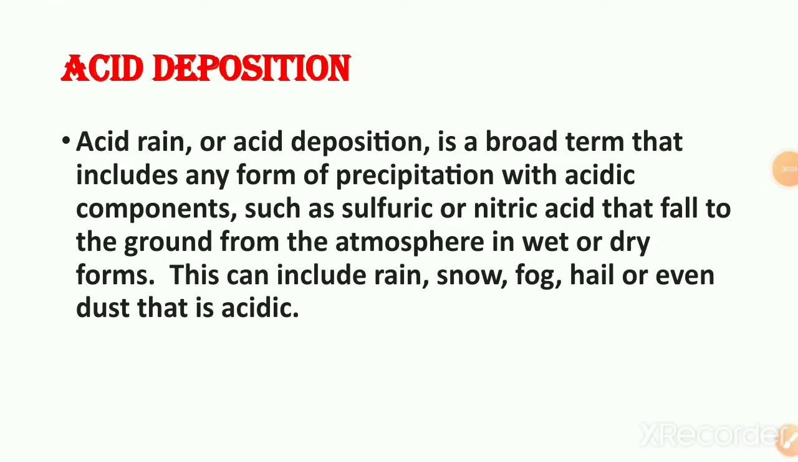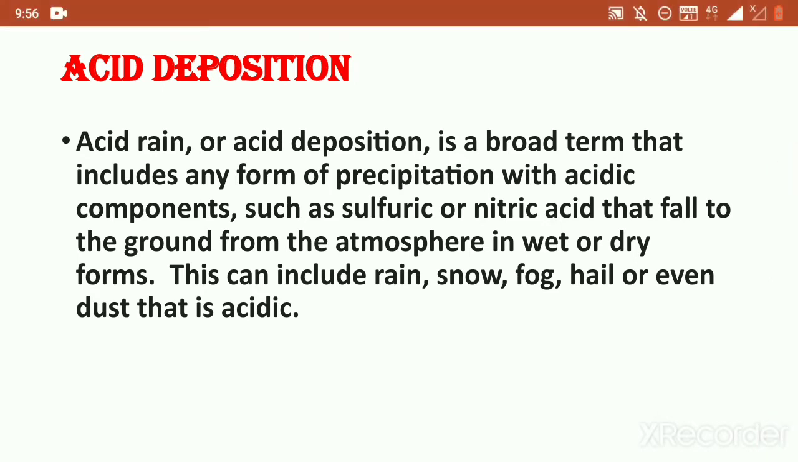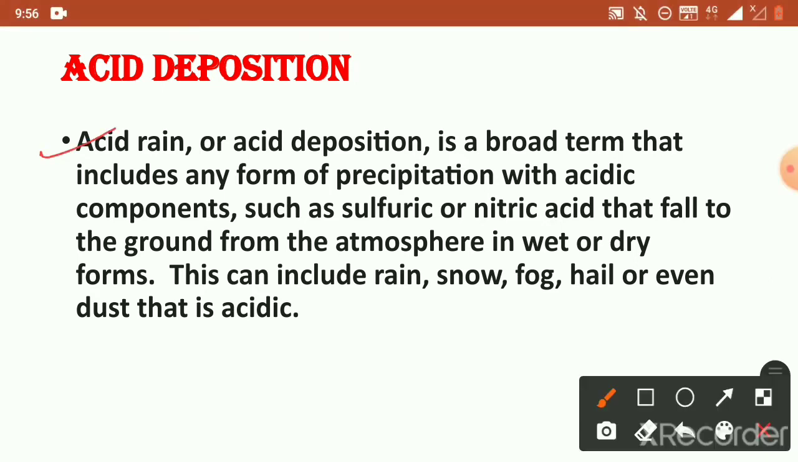In this video, we are going to know about acid deposition. Acid deposition is commonly known as acid rain. First, we will see the definition of acid rain.